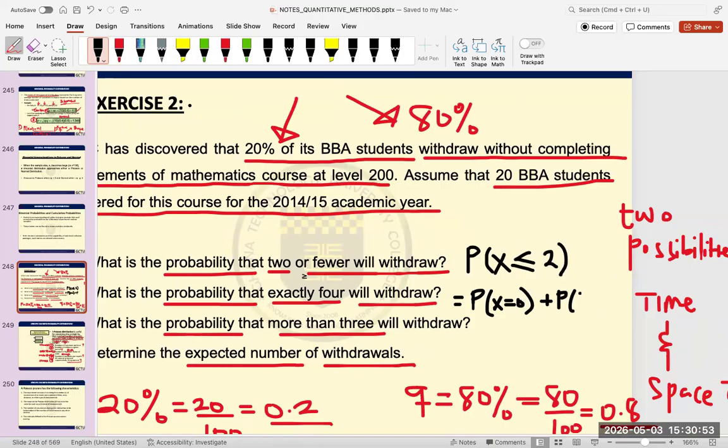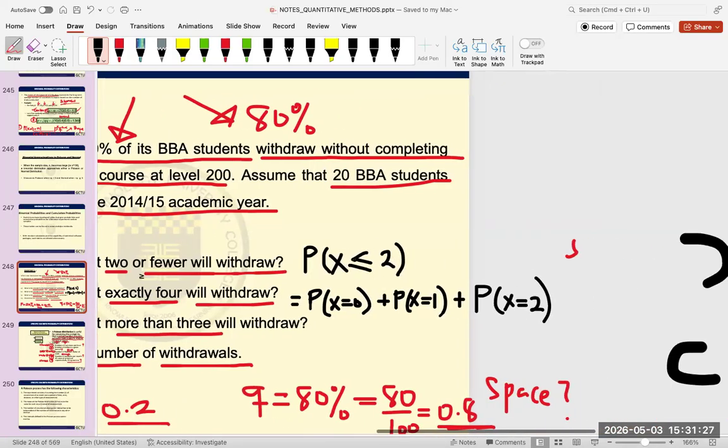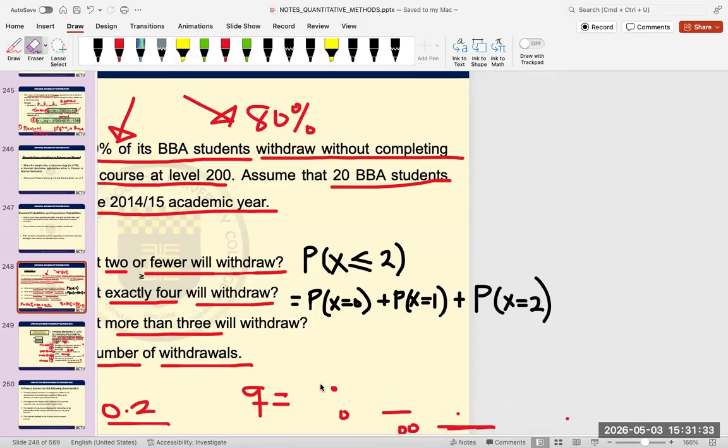plus probability of x equals 1 plus probability of x equals 2. So this is what we need to do. For the first one, probability of x less or equal to 2.